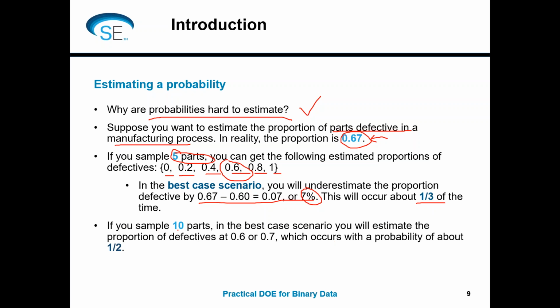Obviously, if you sample 10 parts, things will be a little bit better. You could get a 0.6 or a 0.7, which is pretty close to 0.67, and this occurs about half the time. The other half of the time, we're going to do worse. So there's an extra layer of measurement error, in a sense, thrown in when we're looking at binary data.